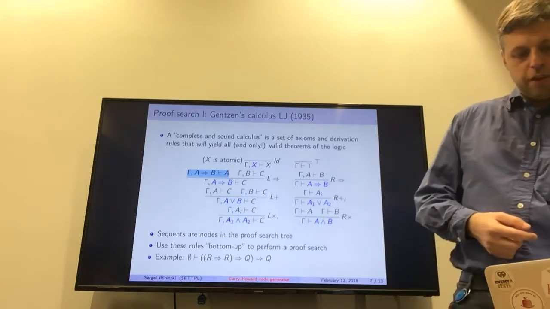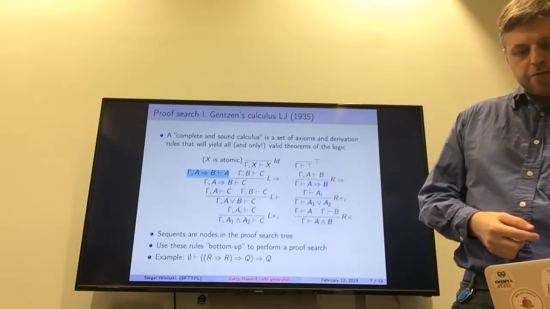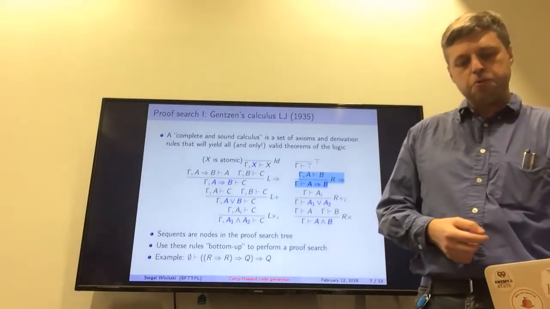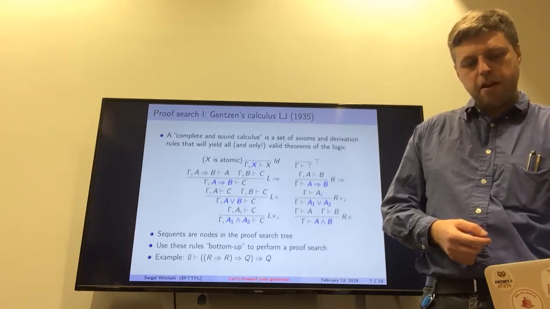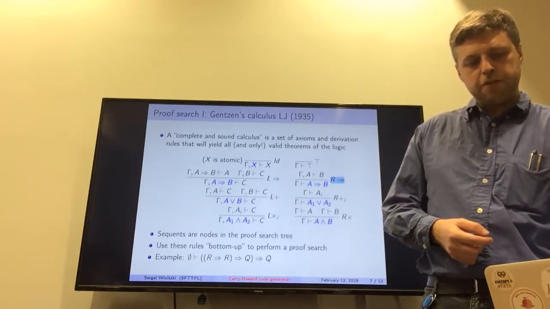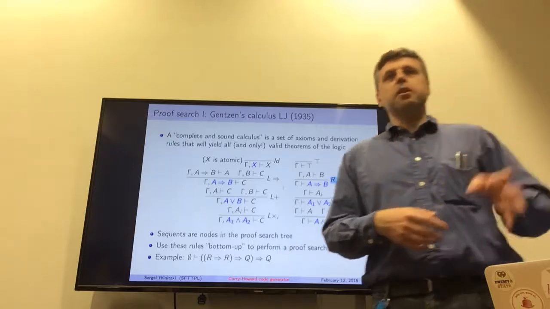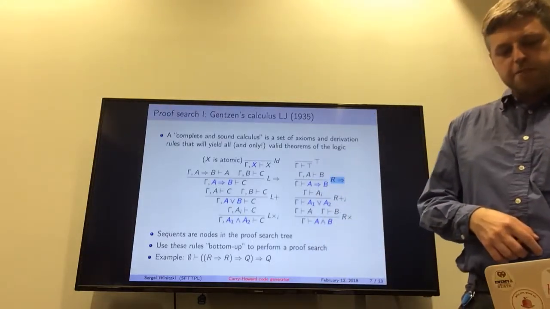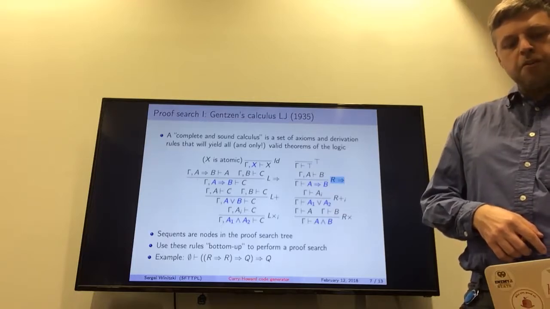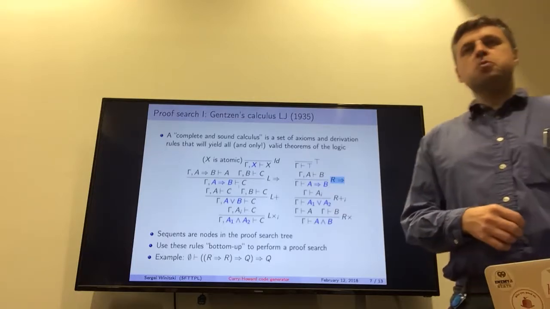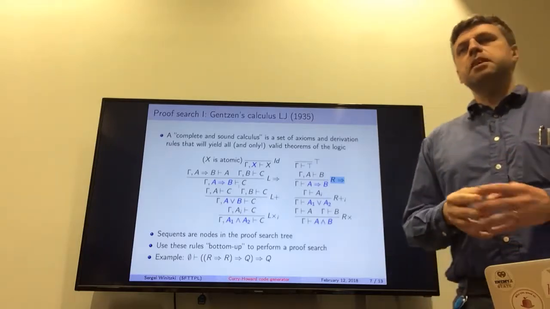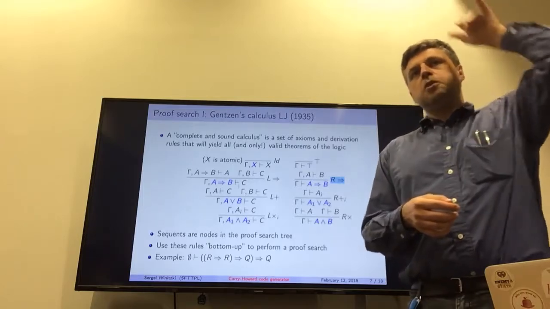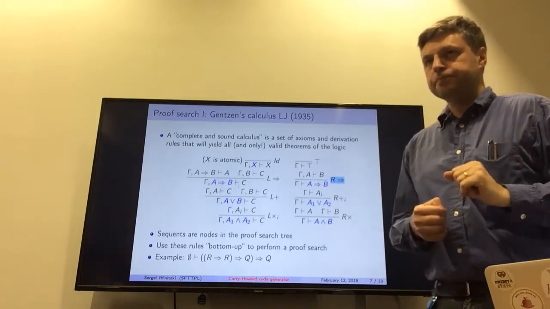And each rule here looks like this fraction with something in the numerator and something in the denominator. To the right of the fraction is just a name. So this right implication or left implication, these are just names. They don't do anything. They're just labels to say which rule I'm talking about. But the rule is this fraction. So in the numerator, there are one or more sequents. In the denominator, there's one sequent. So what does it mean? It means if the sequents at the top are already proved, then you can prove the sequent at the bottom.